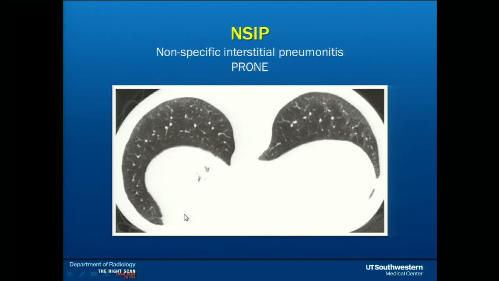So we did the prone scan. And on the prone scan, you see that the ground glass opacities and the thin reticulations persist. And that's how you can diagnose early interstitial lung disease in these patients, and treatment can be started.